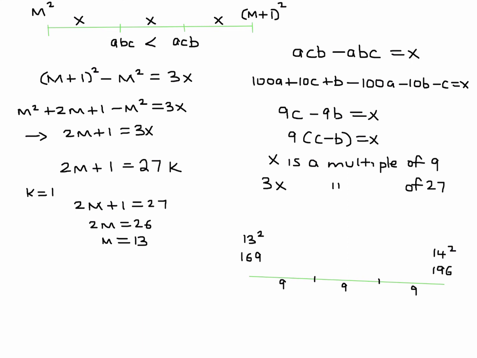So this number that goes here, which is ABC, is basically 169 plus 9, which is 178. The number that goes here is ACB, and that's 178 plus 9, which is 187. Great. 78, 87, perfect. This matches. I'm done. So my ABC is 178. They want me to find A plus B plus C, and therefore that is 1 plus 7 plus 8, and that is 16.